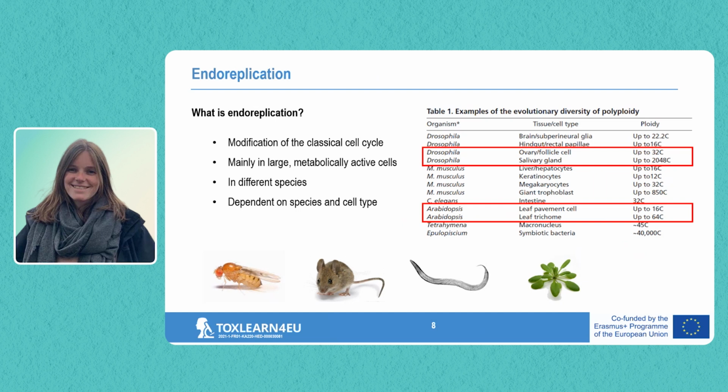And then Arabidopsis, which is my favorite model organism, of course. It's the little plant here that you can see at the bottom. There, the pavement cells, so those are puzzle-shaped cells that you can find in the leaves, reach ploidy levels up to 16C. But then the leaf trichomes, which are small hairs on the leaves, they can normally reach ploidy levels up to 32C, but in some mutants, they can also reach 64C.